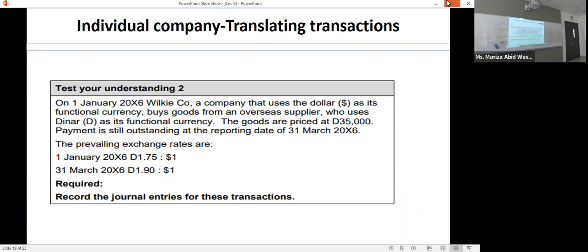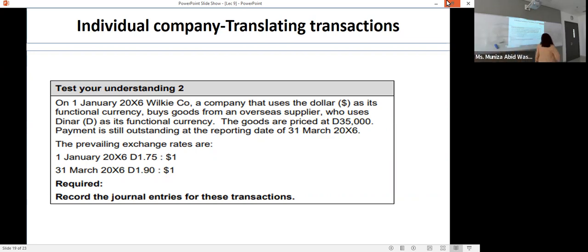Yeah, great. On 1st January 2006, Wilkie Company, a company that uses the dollar as its functional currency, buys goods from an overseas supplier who uses the dinar as its functional currency. These goods are priced at 35,000 dinars. The payment will still be outstanding at the reporting date of 31st March 2006.